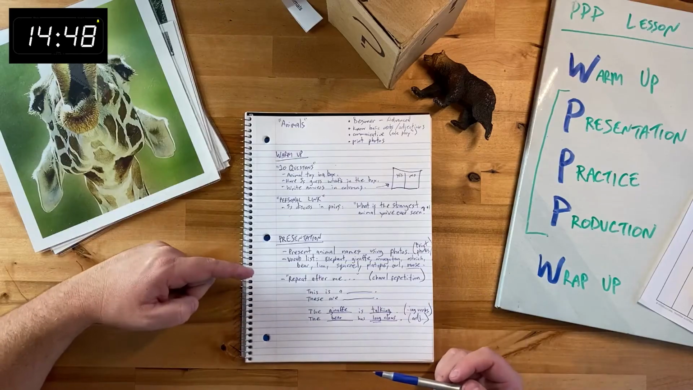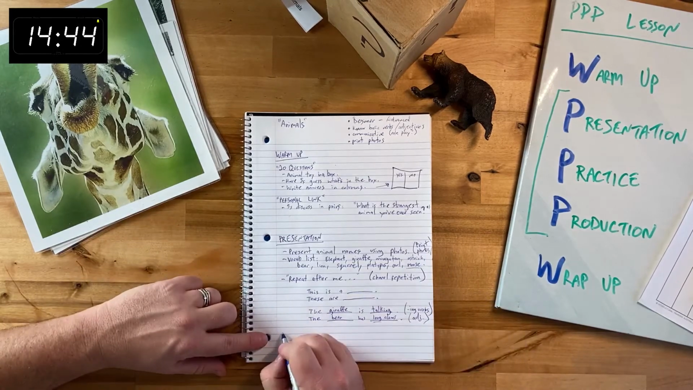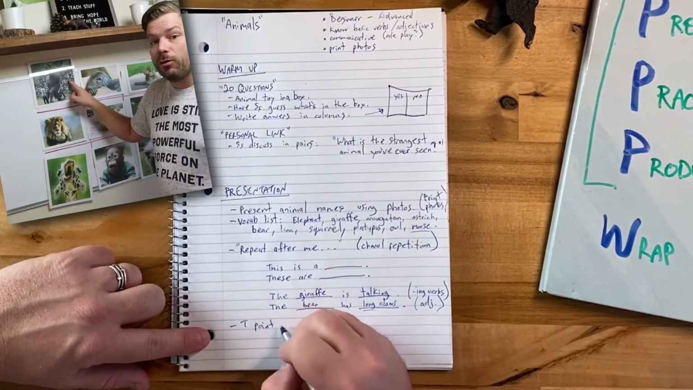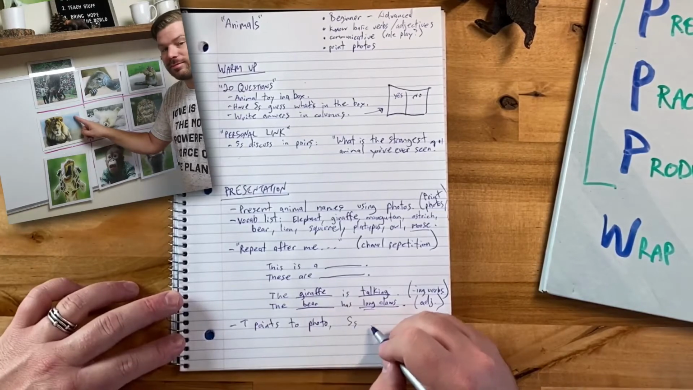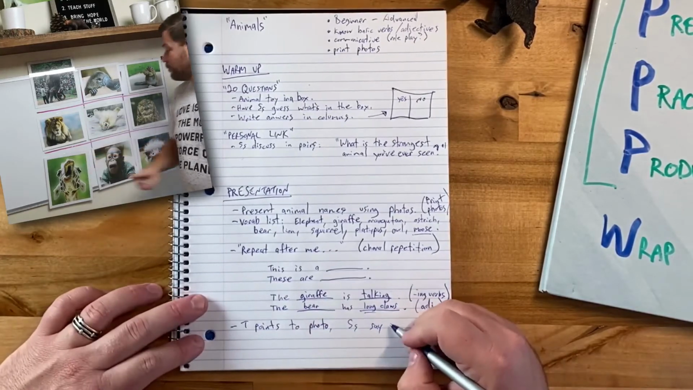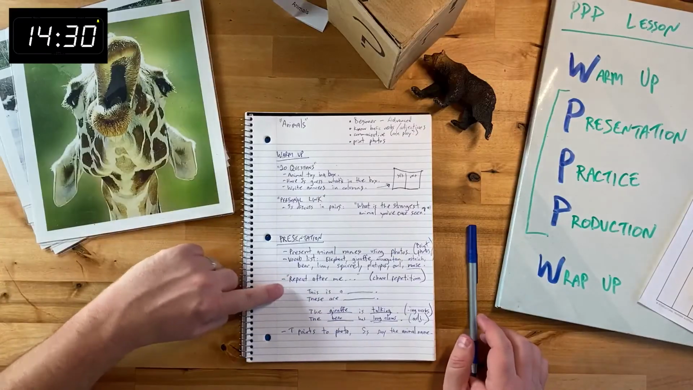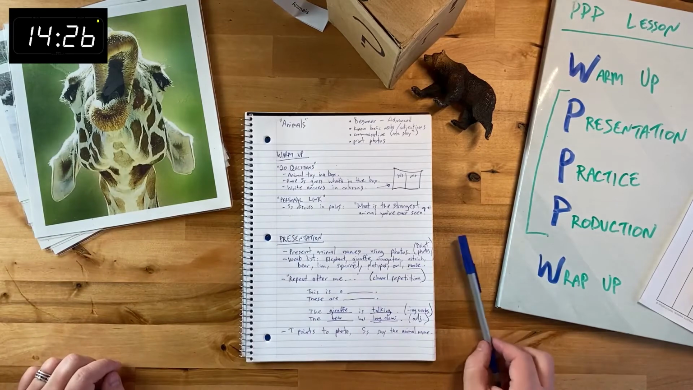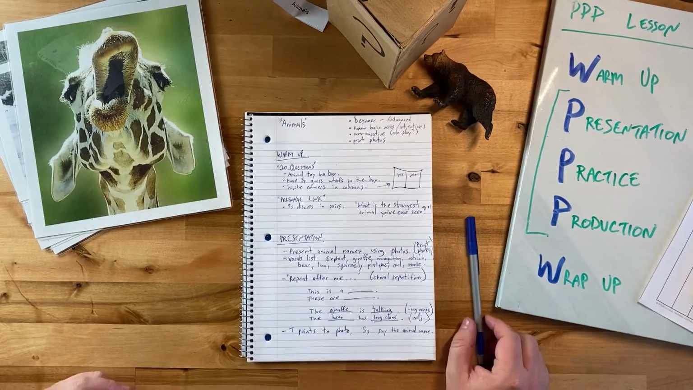If I wanted to add a little repetition to this presentation, then I could add one extra step where the teacher points to a photo and the students say the name of the animal. No more saying repeat after me, I just simply point to a photo and see if they can repeat after me. It's a good little comprehension check.